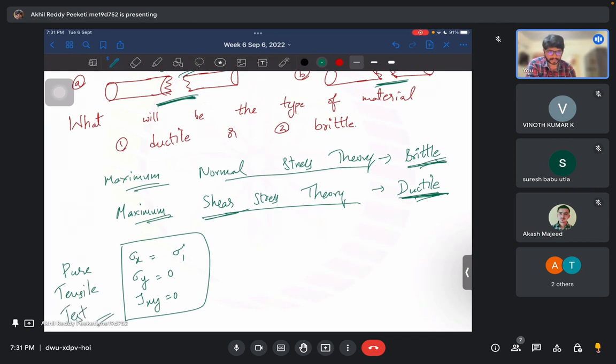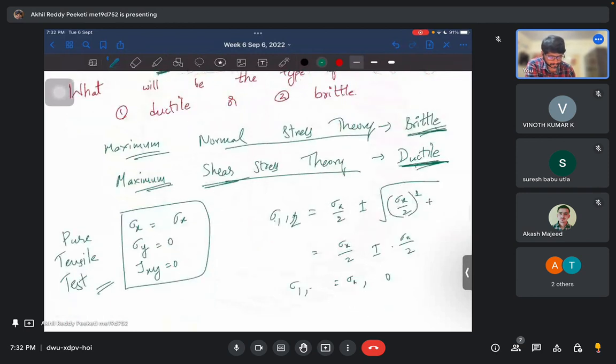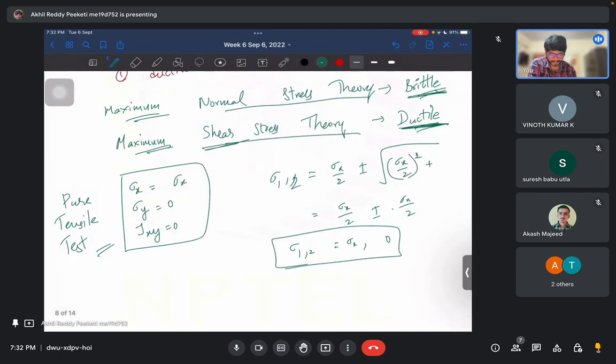Now because the other two are 0, for this case, what will be the principal stresses? Sigma x by 2 plus or minus root over sigma x by 2 whole square plus tau xy whole square, right? Tau xy is 0. So sigma x by 2 plus or minus this would give sigma x and 0. These are the principal stresses. But what will be the tau maximum?